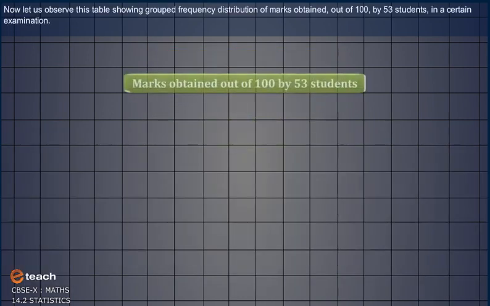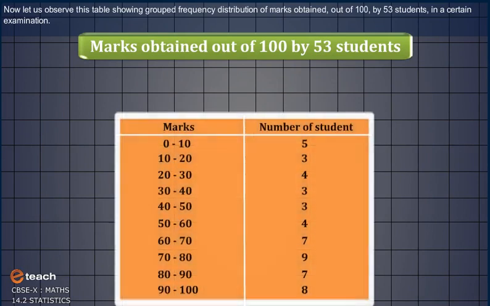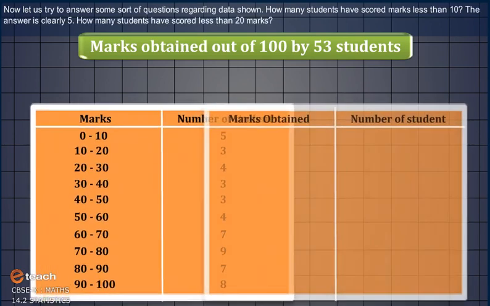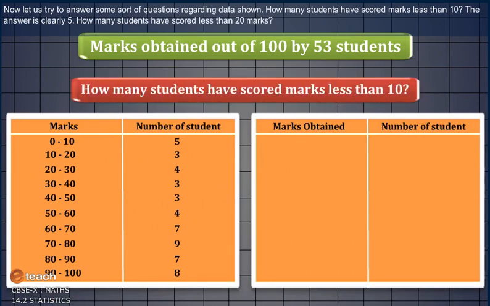Now let us observe this table showing grouped frequency distribution of marks obtained out of 100 by 53 students in a certain examination. Now let us try to answer some questions regarding the data shown. How many students have scored marks less than 10? The answer is clearly 5. How many students have scored less than 20 marks?